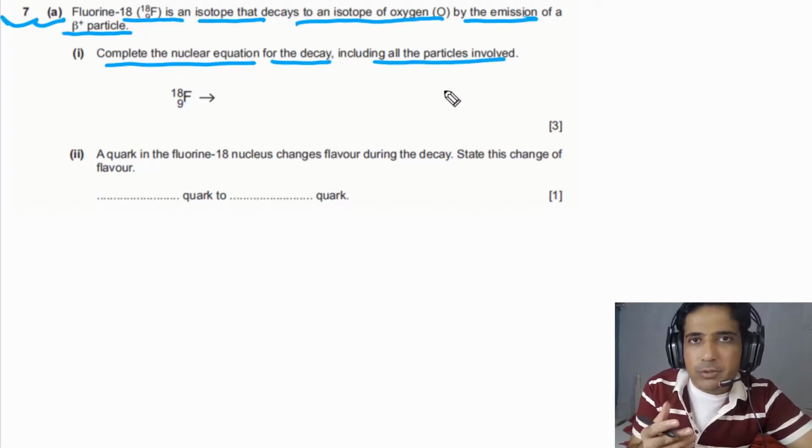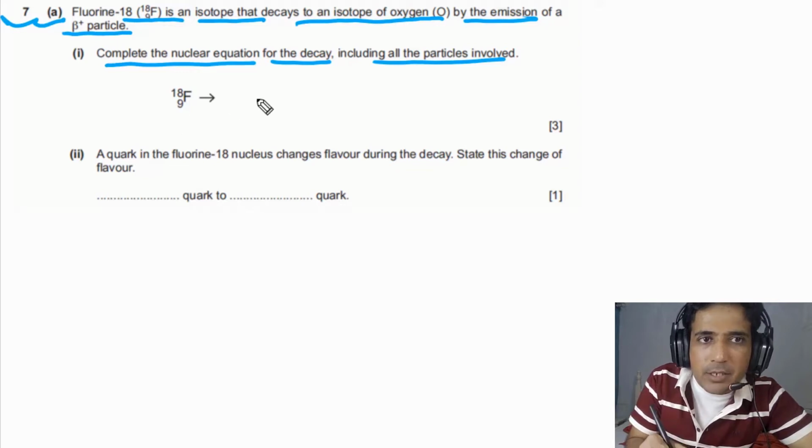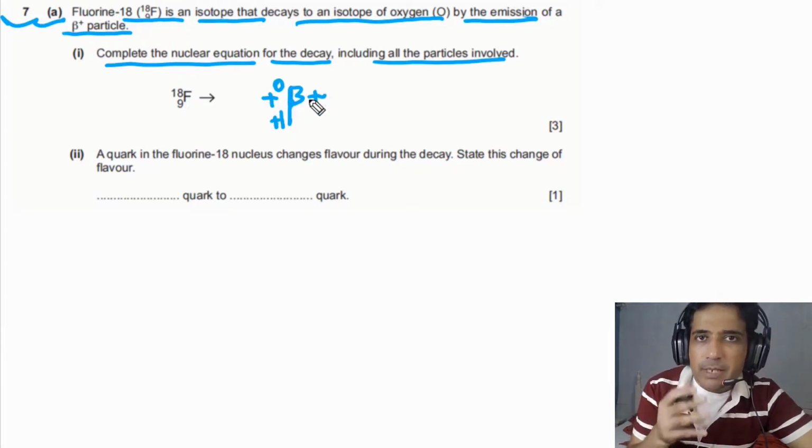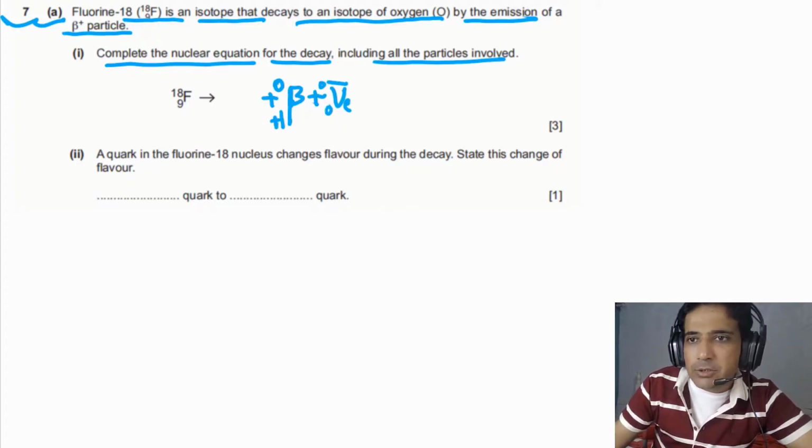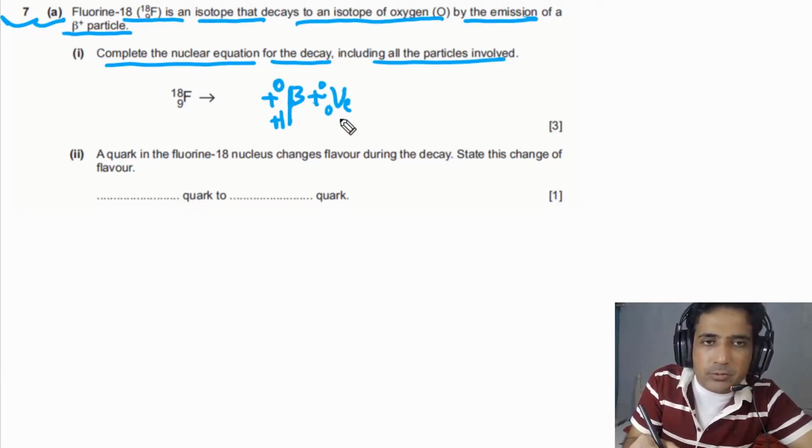So first thing we need to understand, this is beta plus decay. So simply you can write on here, this is beta plus. So the charge on beta particle is +1 and mass number is equal to 0. Beta plus particle is antiparticle. So in this case, electron neutrino will be emitted. So this will be electron neutrino because this is antiparticle. So this will be neutrino, not anti-neutrino. So this one has to be neutrino. So this is electron neutrino.